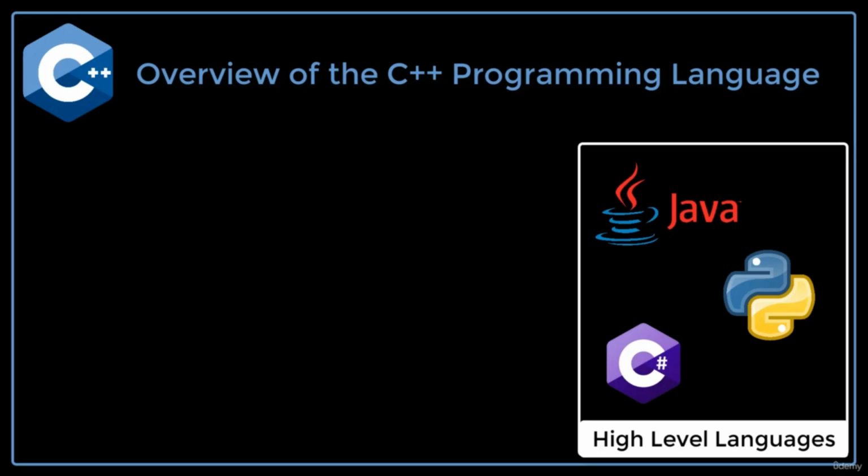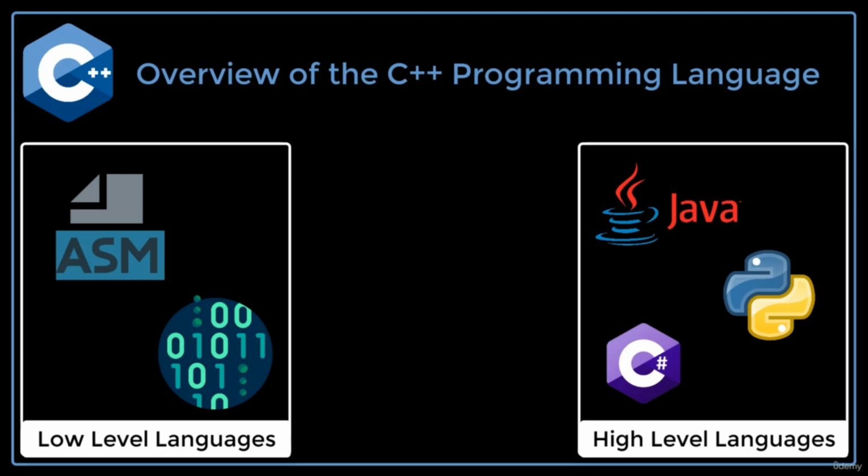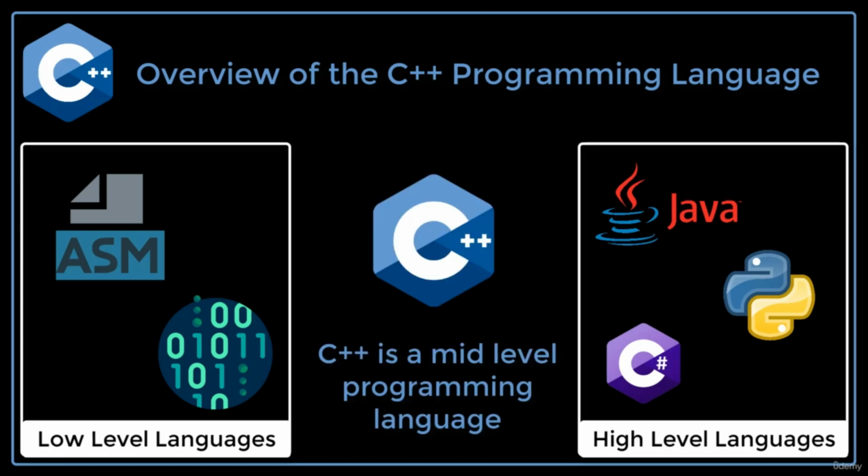Some of you may have prior experience programming in languages like Java, Python, and C#. These are what we call high-level programming languages. A high-level programming language is easier to understand by programmers. Low-level programming languages like assembly and binary code are interpreted by a computer, and much harder for human programmers to understand.